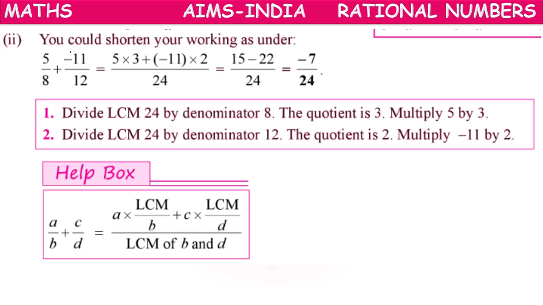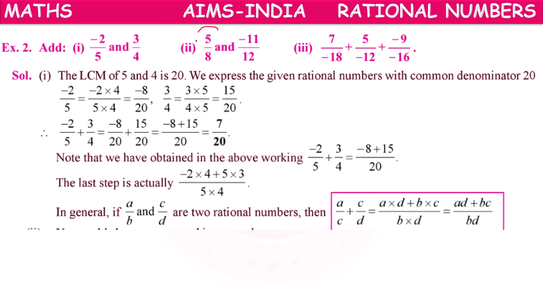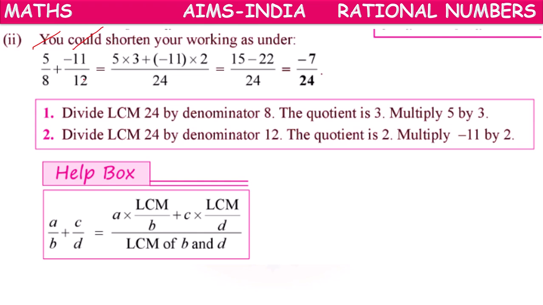Next, children. Suppose 5 by 8 minus 11 by 12 is there. So how can we write? 8 and 12, what is the LCM? 24. While multiplying with 8, 8 times 3 is 24, so 5 into 3 we have to mention here. While calculating minus 11 by 12, 12 times 2 is 24, so 2 into minus 11.